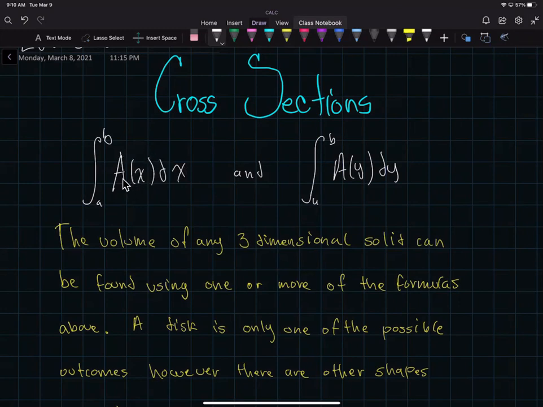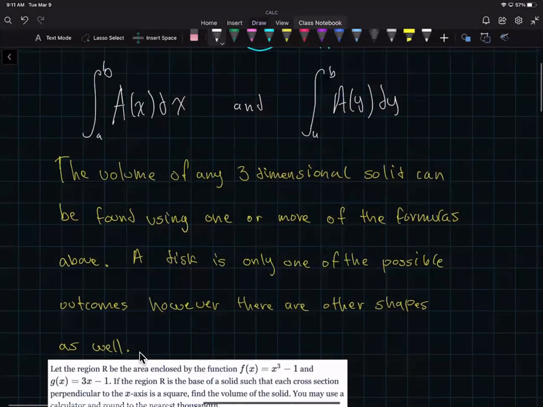but it is also helpful because area could be anything. It could be the area of a square. It could be the area of a triangle. It could be the area of a semicircle. It could be the area of an isosceles triangle. So it depends on what it is that's being stacked, okay? A disk is only one of the possible outcomes. So far, we've been looking only at disks. However, there are other shapes as well, okay? So we're now starting to see other shapes.